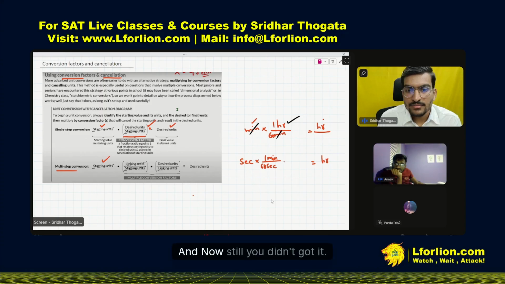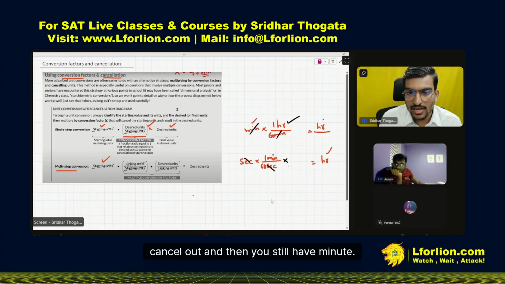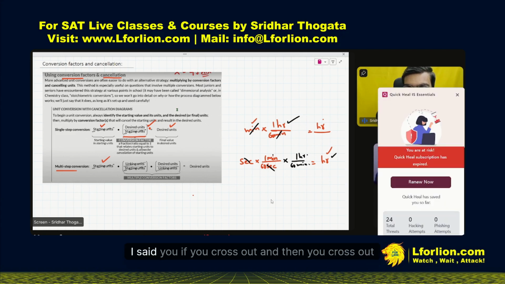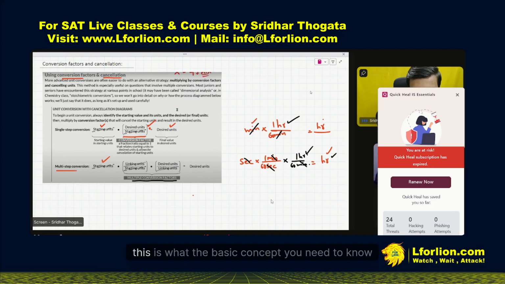Yes. And still you didn't get it, because you need the answer in hours. So now you have this second cancel out, and you still have minute. What we write here is minute. For the minute and hour relation, we write 1 hour and 60 minutes. So 1 hour by 60 minutes is indirectly 1. If you cross out this minute, you end up with the answer in hours. This is what multi-step conversion factors are. While we're doing problems, you will become more familiar with them. This is the basic concept you need to know before we start.